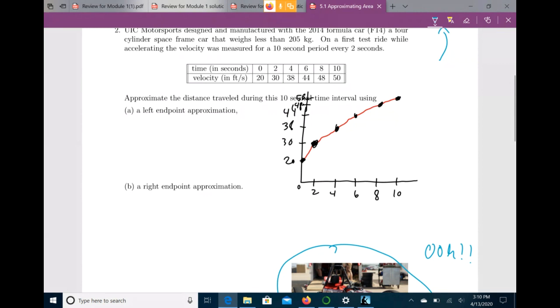Right, so left endpoints means we'll basically think of all of these intervals. And we'll want to make a rectangle for each one, take the area of the rectangle, and then add them up. And that will be our approximation to the distance the car traveled, right? So if I'm using left endpoints, for example, my first rectangle will go from 0 to 2 on the time axis. And I'll use the leftmost point. So at 0, the velocity is 20. So using a left endpoint for this rectangle.